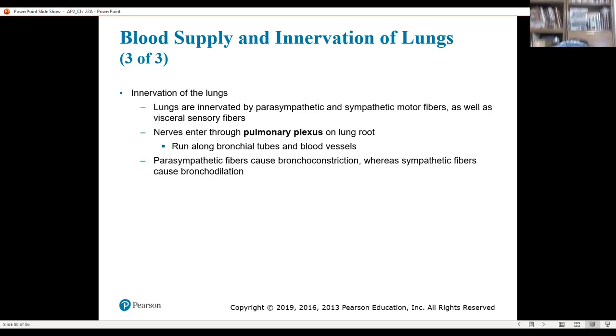Remember, if you have to run from the bear, you need lots of oxygen. So you're going to use the bronchodilation. Another way of saying that, sympathetic fibers that give you the strength to run from the bear will also want you to open the passageways carrying air from the lungs so it's easy to deliver the oxygenated blood.